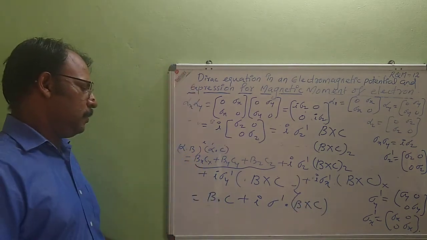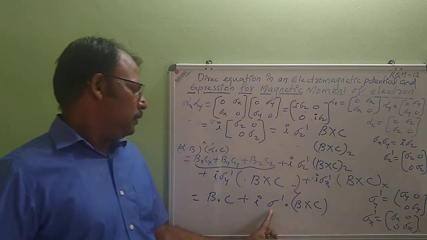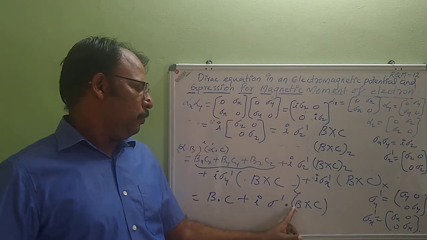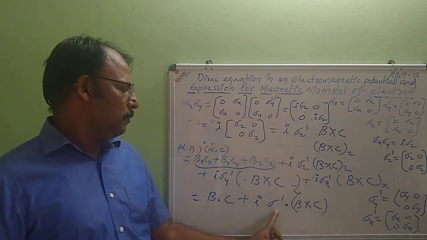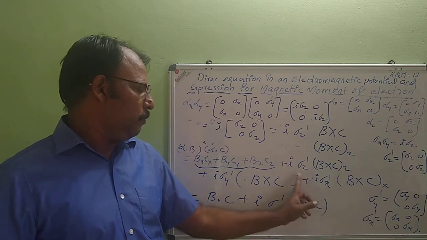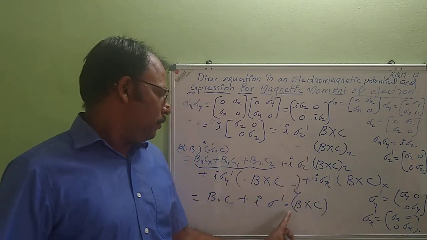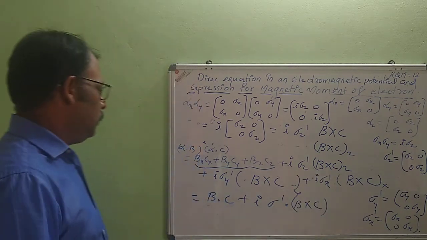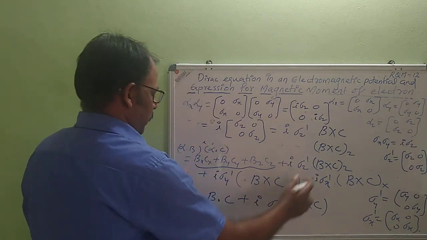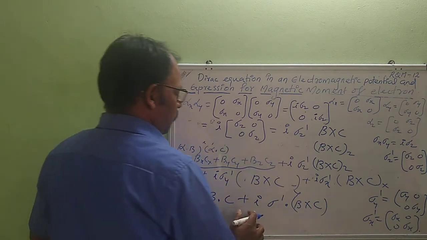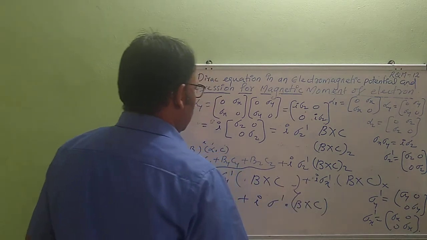So we will be having 3 parts there: sigma x prime into the x component of B cross C, plus sigma y prime into the y component of B cross C, plus sigma z prime into the z component of B cross C. So this equation we can simplify as B dot C plus i sigma prime dot B cross C.